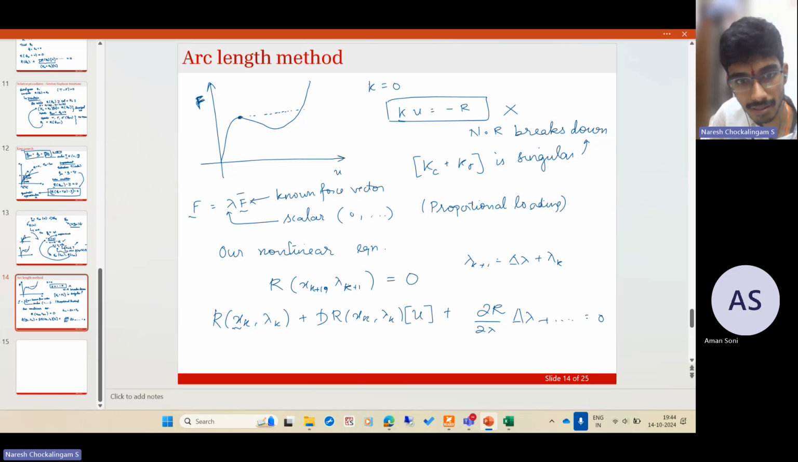So this is just r of xk comma lambda k. Plus this will be, as we know, just the tangent stiffness matrix times u. And you have something else. So what is del r by del lambda? We'll see what it is.